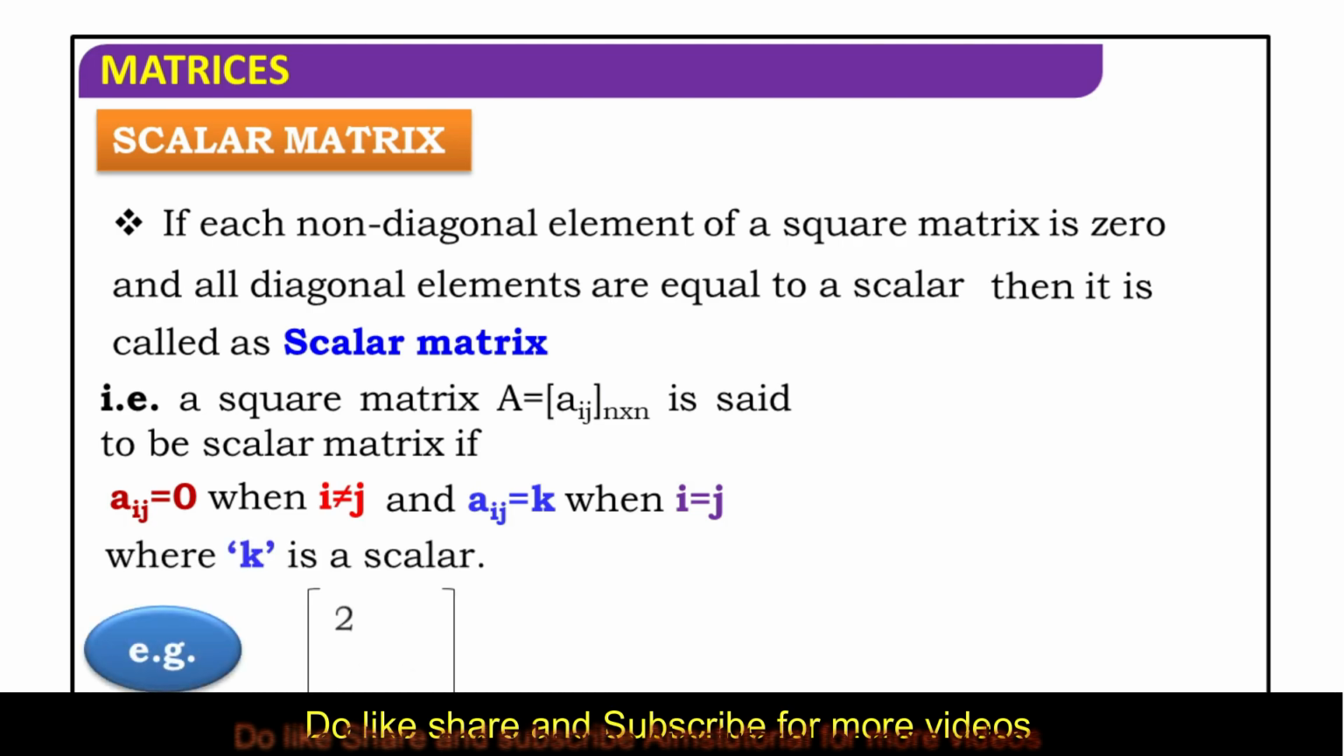For example, [[2, 0], [0, 2]]. So in the diagonal, 2 equal elements are there. Other than the diagonal elements, the remaining elements are zeros.